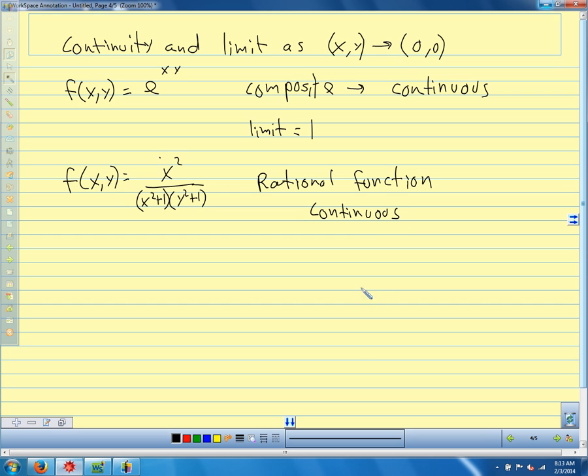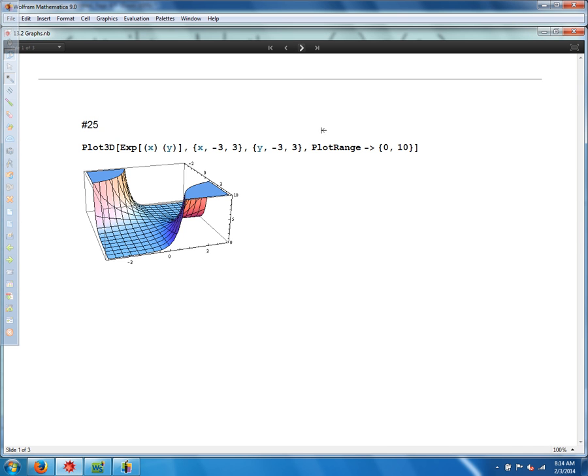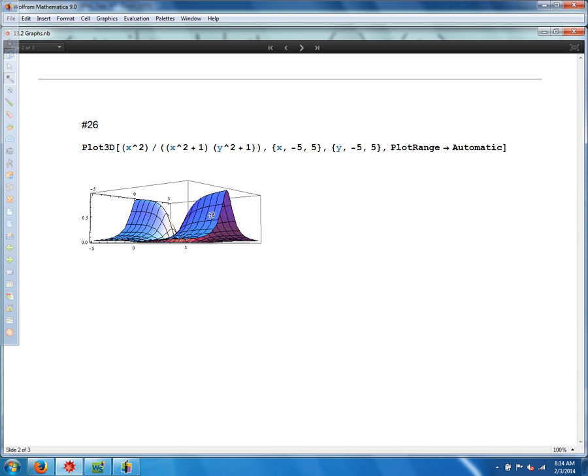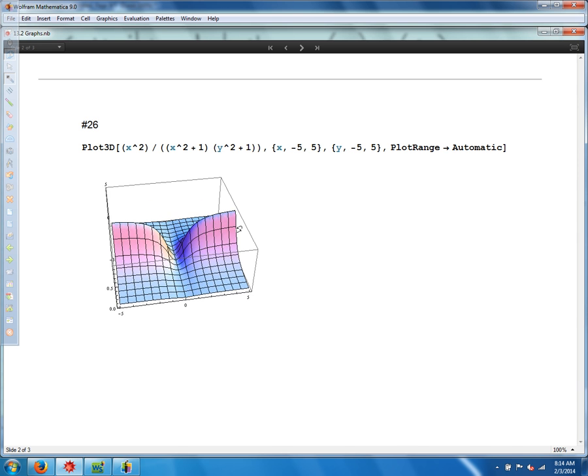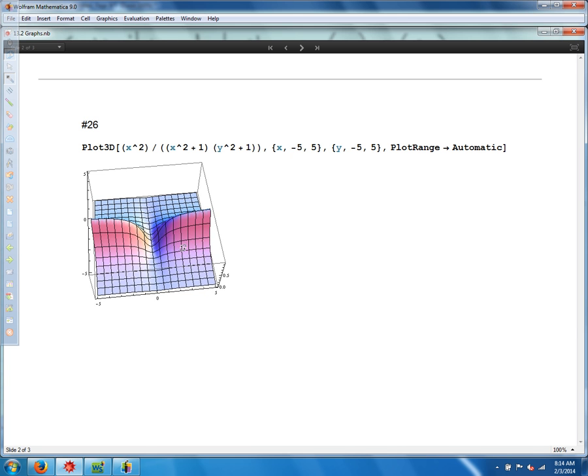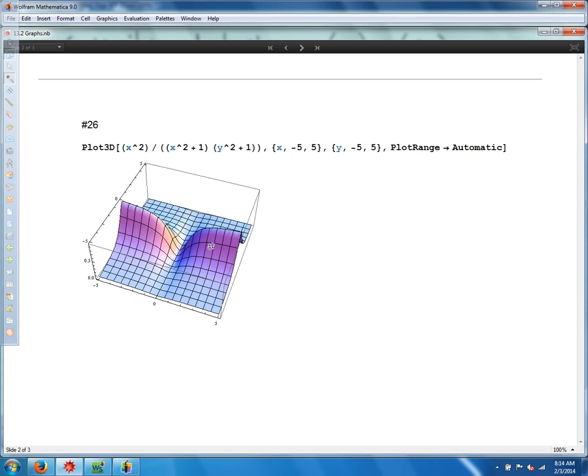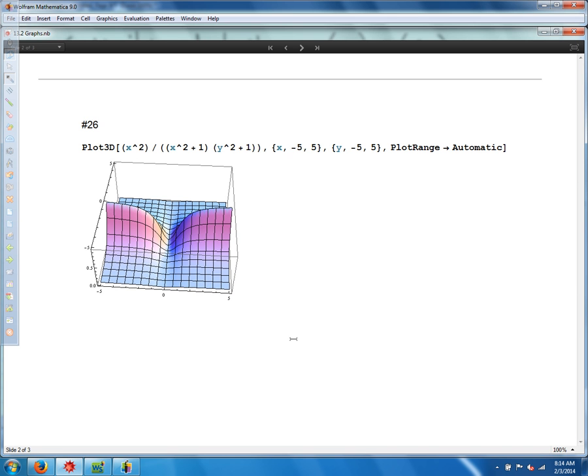And what's our limit going to be as x and y approach 0, 0? Limit's going to be 0. We'll get a 0 in the numerator. And this one, look at that one, there is x squared over x squared plus 1 times y squared plus 1. And as we approach 0, the function is going down here to 0. It's kind of an interesting looking function.